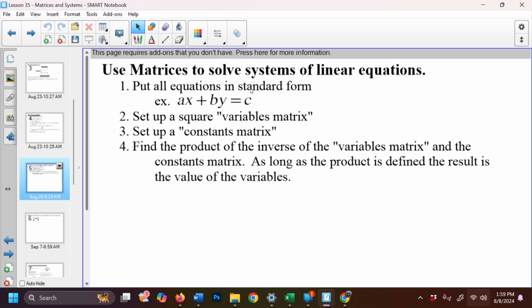And then what we'll do to make this solution is we're going to find the product of the inverse of that variables matrix. And again, the variables matrix is the coefficients of all of the variables, and the constant matrix. And again, that's going to be this side of the matrix. As long as the product is defined, the result is the value of all of those variables, and that will be along the vertical, and you'll see that here very shortly.